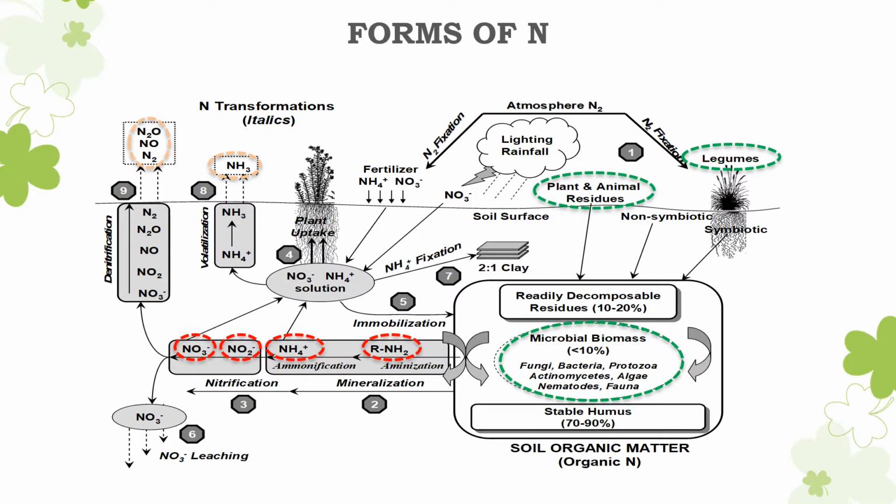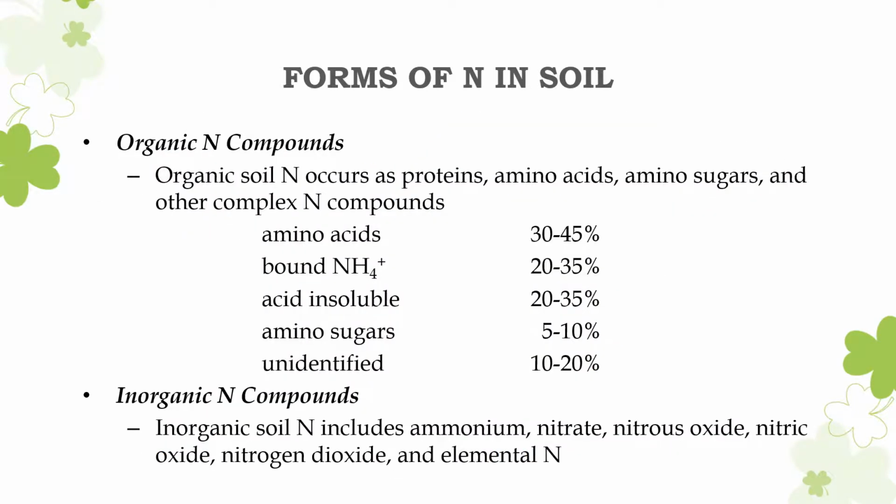Next, let's have a look at the forms of nitrogen in the soil. Nitrogen in the soil exists in two forms, which are the organic nitrogen compounds and also inorganic nitrogen compounds. The organic soil nitrogen occurs as proteins, amino acids, amino sugars, and other complex nitrogen compounds, whereas the inorganic nitrogen compounds include the ammonium, nitrate, nitrous oxide, nitric oxide, nitrogen dioxide, and also the elemental nitrogen.